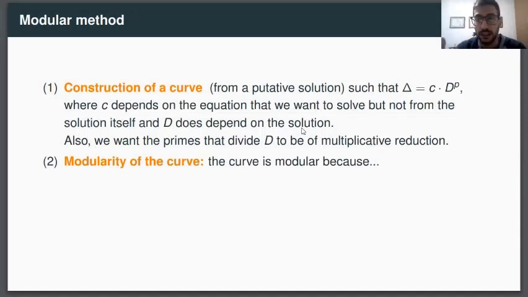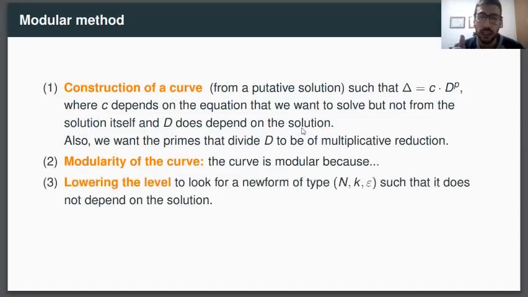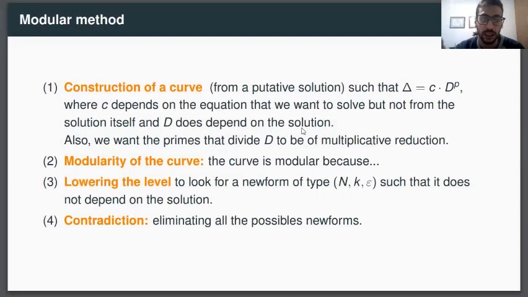Later, we will use that the curve is modular. This follows directly if the curve is rational. And we also know that this is true if the curve is defined over a real quadratic or cubic extension, for instance. And then we have to lower the level to look for a newform of a specific type which does not depend on the solution. And finally, we need a contradiction. Remember that it was trivial in the case of Fermat's theorem, but in general, we need to use different arguments to eliminate all the possible newforms from the above step.